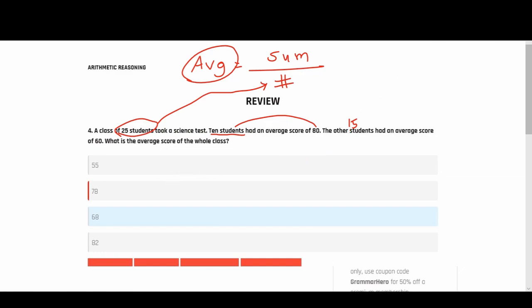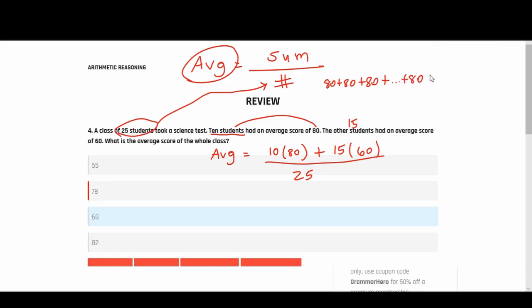I'm going to get rid of this line because I need some space to work. Again, we're trying to figure out what the average is, so that's what we're trying to solve for. 10 students had an average score of 80. Okay, 15 students had an average score of 60. And in total, we know there are 25 students. If I had to write this out, that would look like this. 80 plus 80 plus 80. Again, that would be 10 times. And then that would be 60 plus 60.